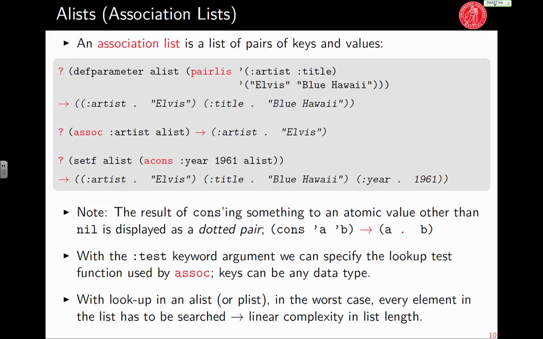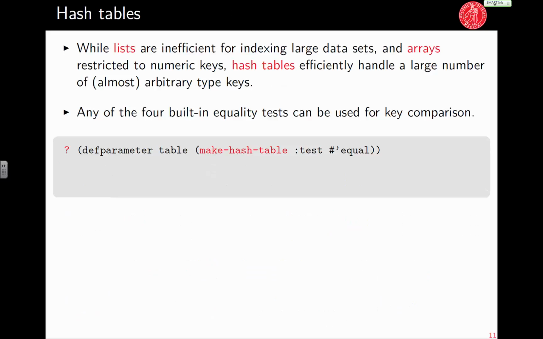You need not do that in this data type. So hash tables are more efficient for indexing large data sets. Unlike arrays, they are not restricted to numeric keys. They can handle a large arbitrary number of, again, different types of keys.